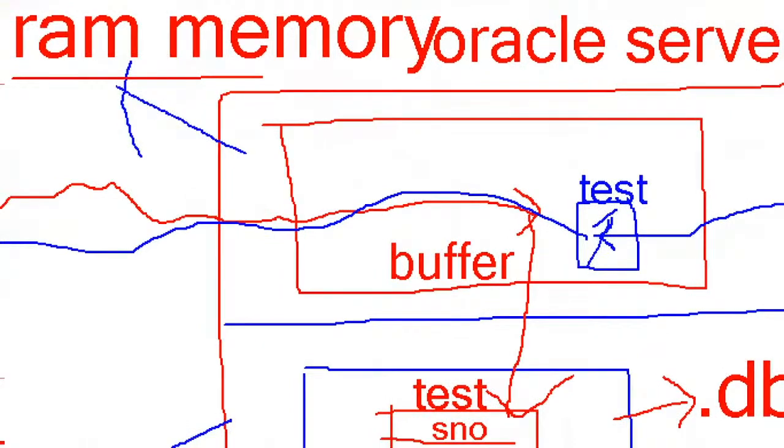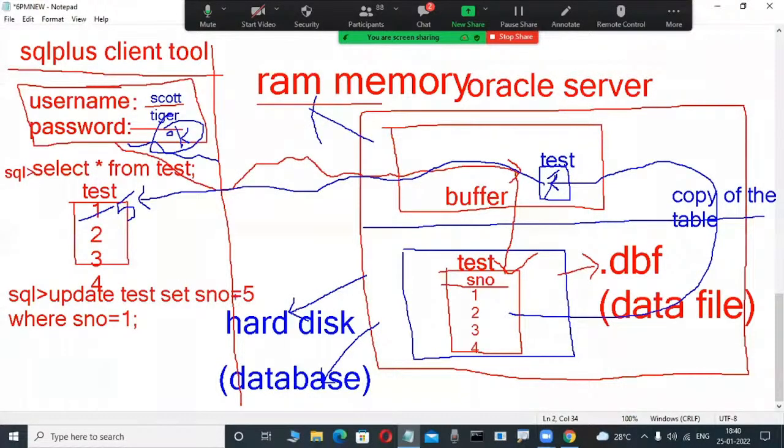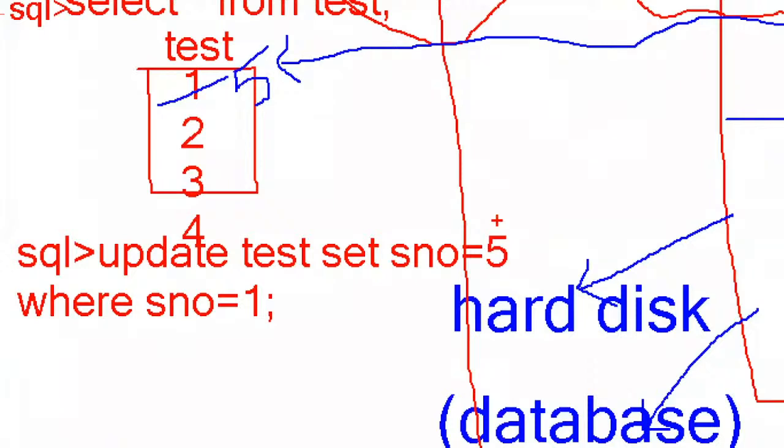Now observe, whenever I use the update command, what is the new value? 5. Very good. Here the new value is 5. What is the old value? The old value is 1.